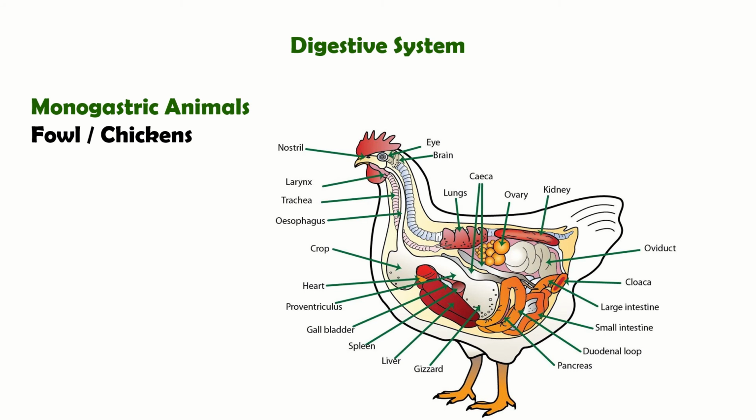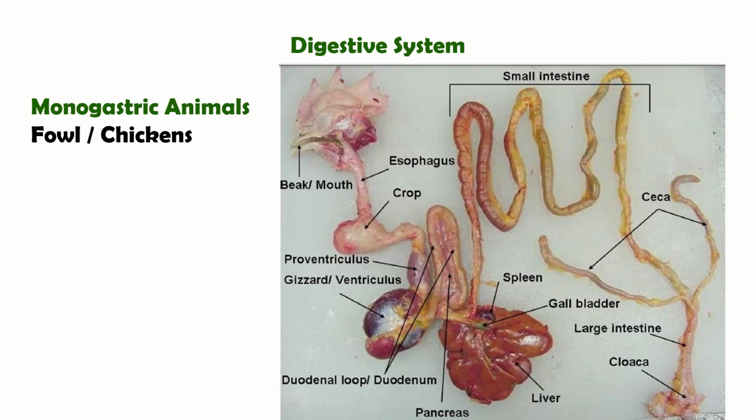Okay, so for the function, the beak of the chicken serves as their lips and cheeks. Okay, they pick up their food through their beaks. And the chicken do not have teeth, so they are unable to chew their food. Okay? So, next time na makakita kayo ng chicken, hindi niya kayo kakagatin. Tutukain niya kayo kasi they don't have teeth. Okay?